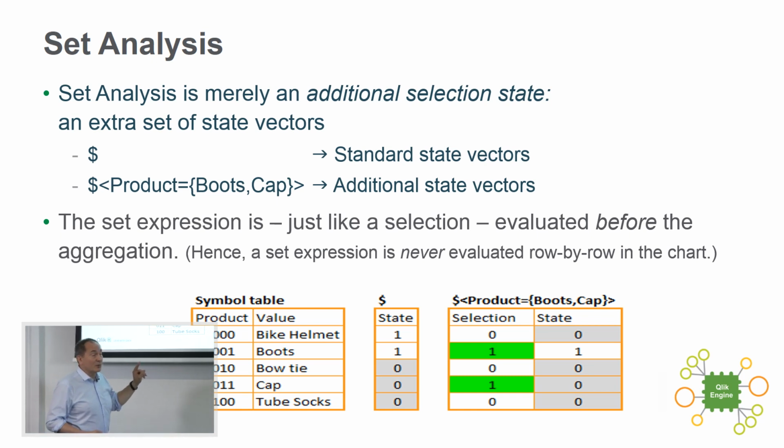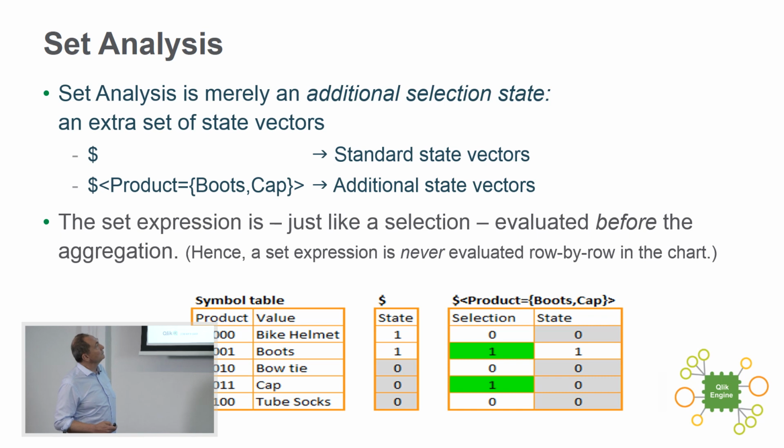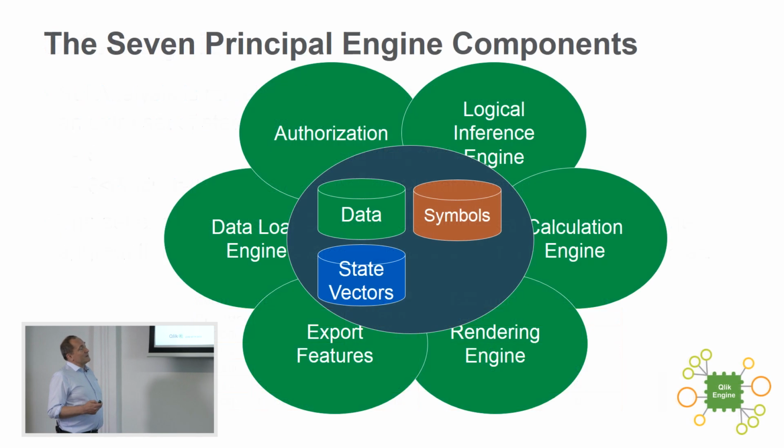And I didn't say this before, but of course, just as the symbol tables have bit-stuffed indices over here, the state vectors, of course, have how many bits? 1. As compact as possible. So, set analysis is just like a selection. Nothing else. So the state vectors are the third component of the internal database.